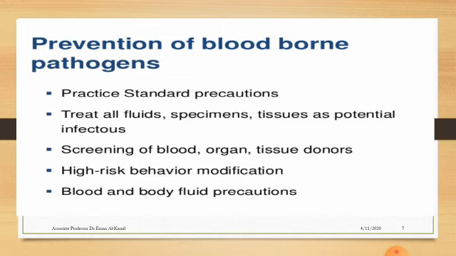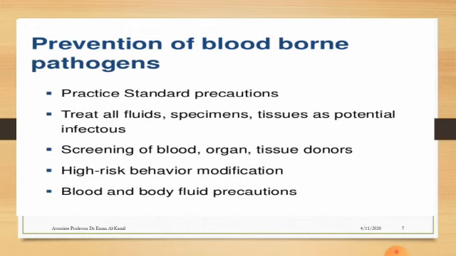Screening of blood, organs for transplantation, and tissue donors. As we mentioned, it is important to screen the blood, the plasma, the platelets, the organs, and other tissues for transplantation, because they are regarded as a source of infection.